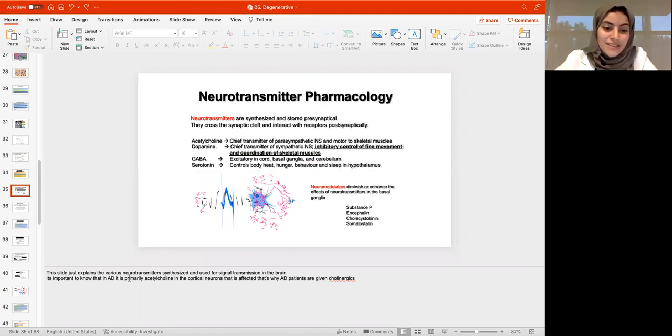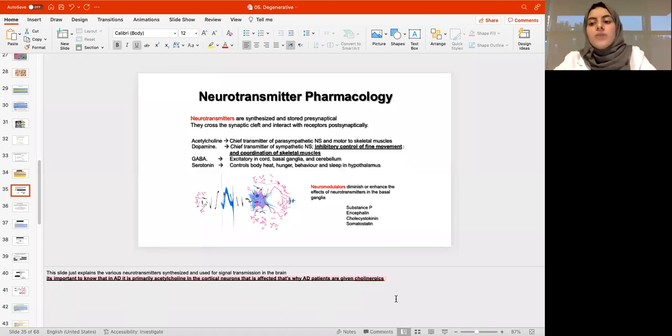It's important to know that in AD, it's primarily acetylcholine in the cortical neurons that is affected. That's why AD patients are given cholinergics. This is what I wanted to mention in this slide, okay? As I mentioned earlier, we give them cholinergics because it's mainly acetylcholine that's being hurt or affected by all this neural loss in the brain, okay?